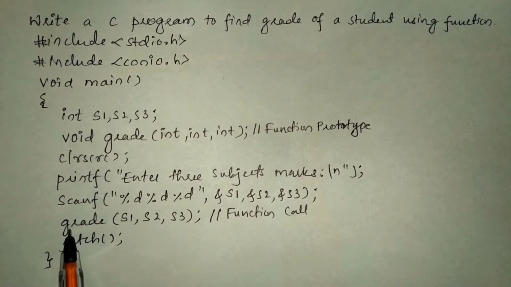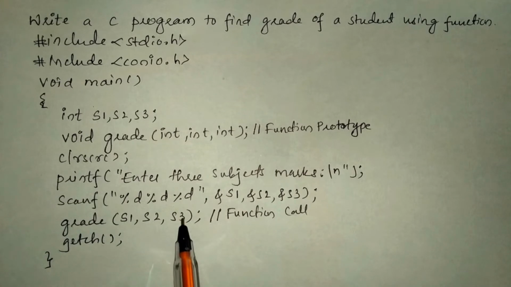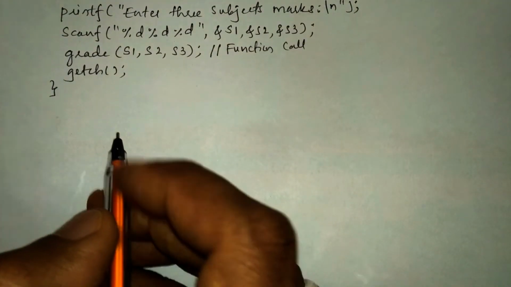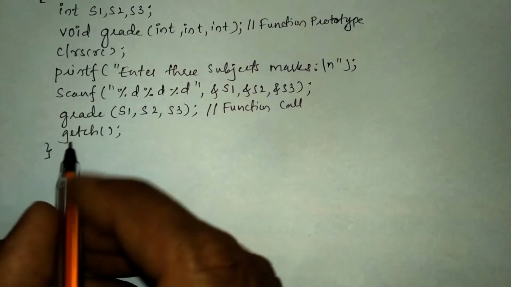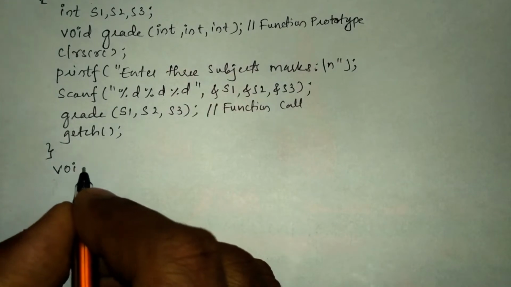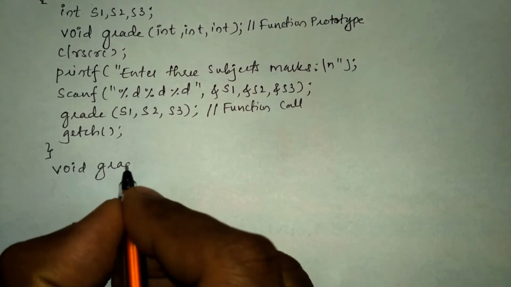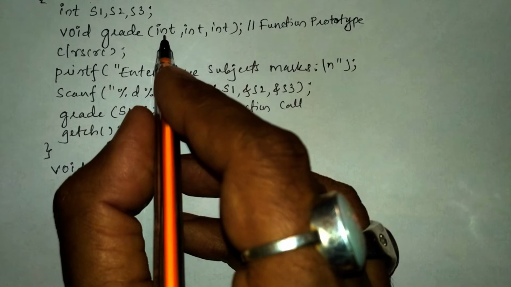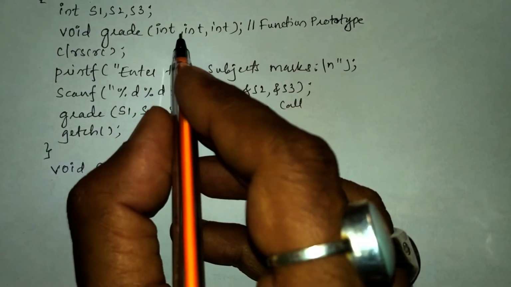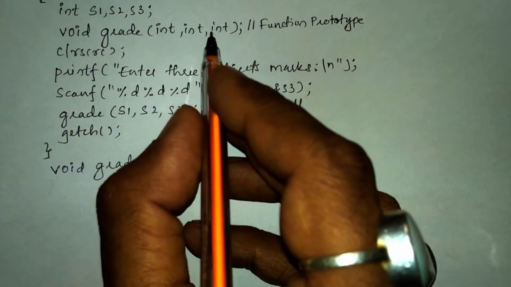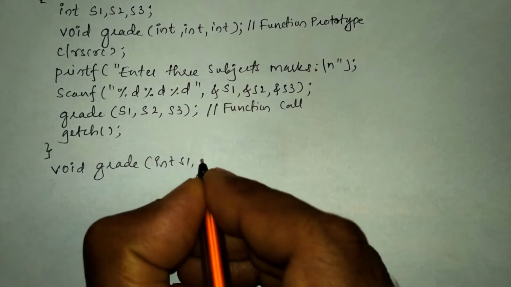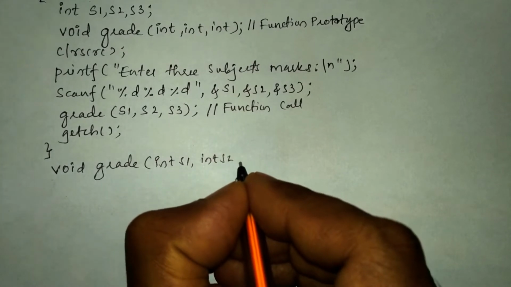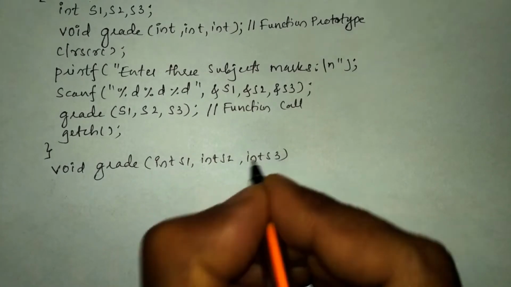Now we have to define the statements for this particular function definition. Here after getch, I'm going to write this same function header: void grade, and here we'll write simply int s1, int s2, int s3. So here we have to write int s1, int s2, int s3.